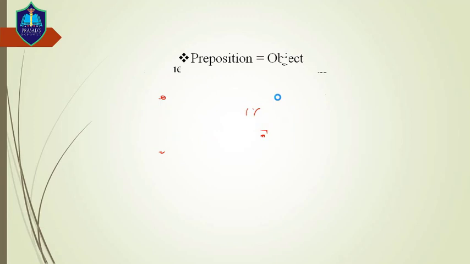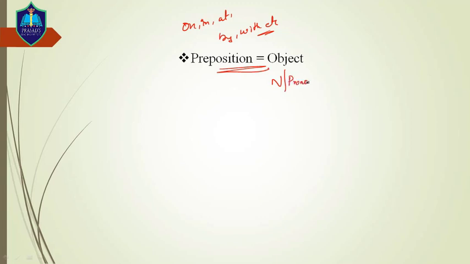Moving towards the next one. Preposition is equal to object. What are the prepositions? Prepositions are on, in, at, by, with, etc. A preposition is used with a noun or pronoun to show the relation or state of something, right? After a preposition, it should be followed by a noun or pronoun, making it an object of preposition. Very simple.